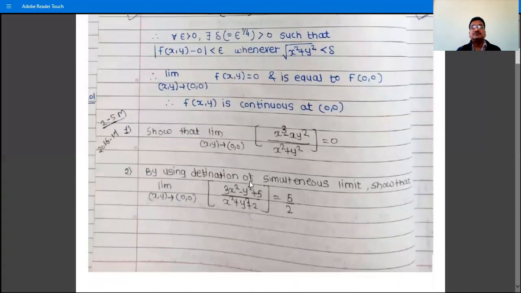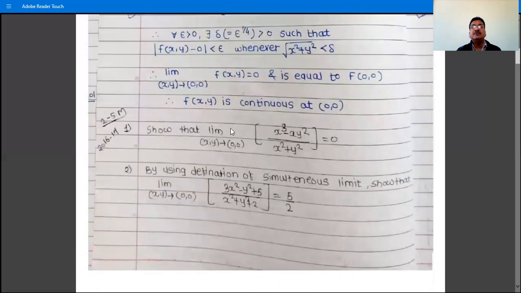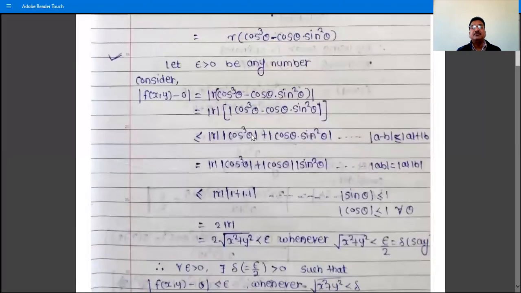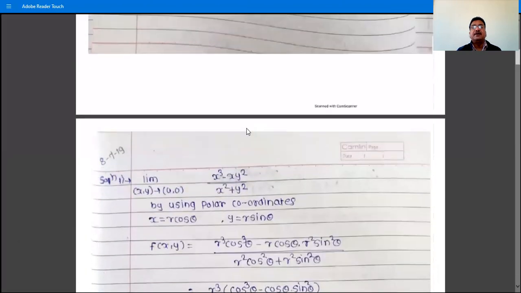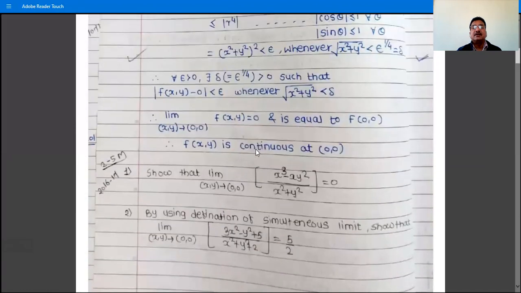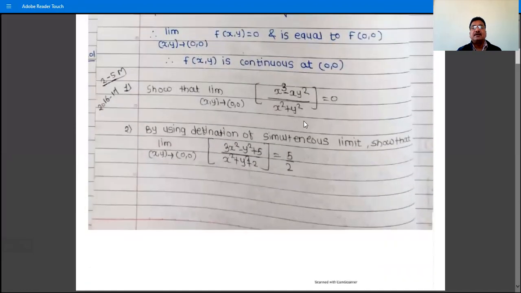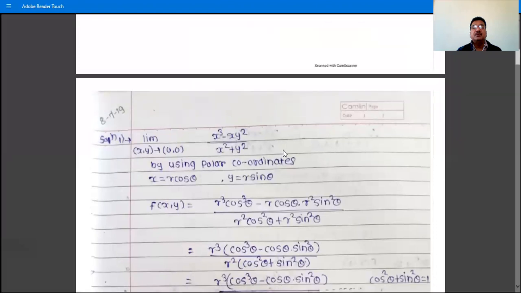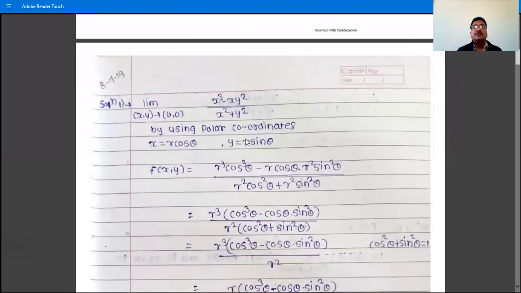So now, what is the next problem? The next problem is 5 by 2. I have to show the limit is 5 by 2, the answer of the next problem. So write the answer of this problem by using polar coordinates, x cube.